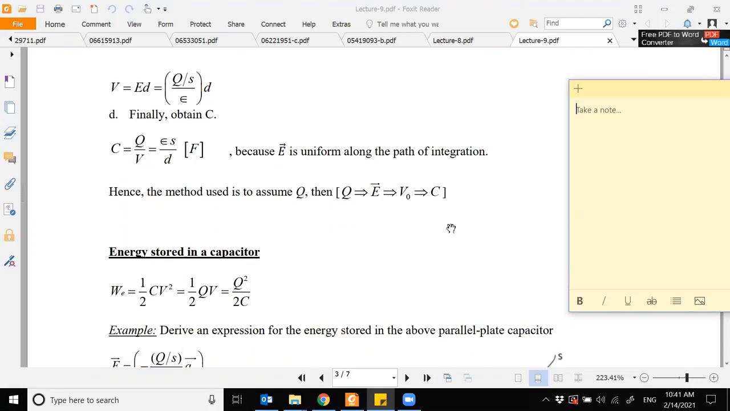Okay, got it? So therefore, how was the method? The method was that we know Q. From Q, you find the electric field. From there, find the potential difference. And then from there, find the capacitance.